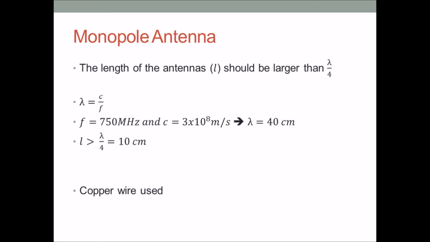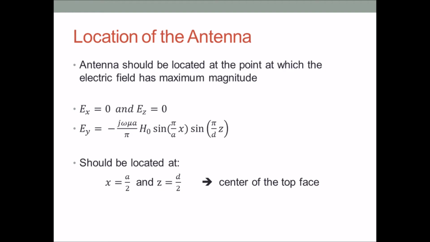To find the optimum location of the antenna, we should consider the points at which the electric field is maximum. And the x and z components of the electric field are 0, so we should consider the y component, and it should be maximized with x equals a over 2 and z equals d over 2, and these locations correspond to the center of the top face. And these were the preliminary work.